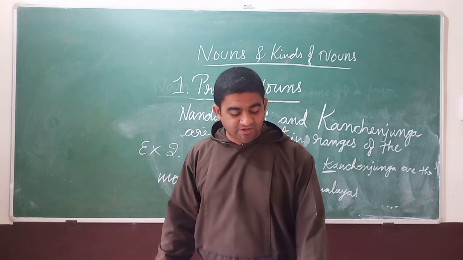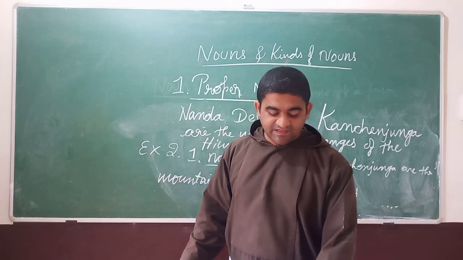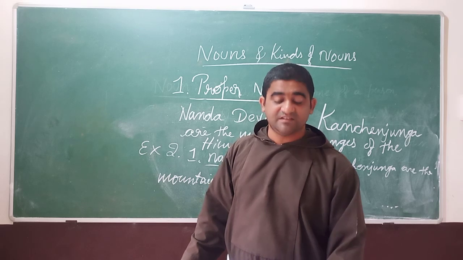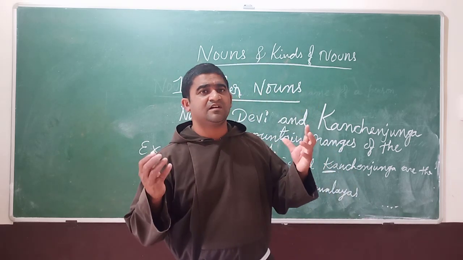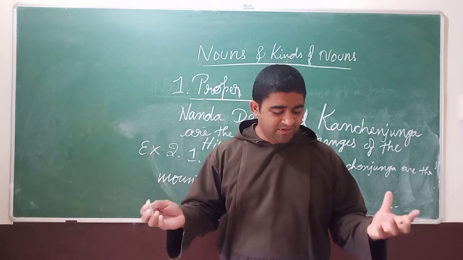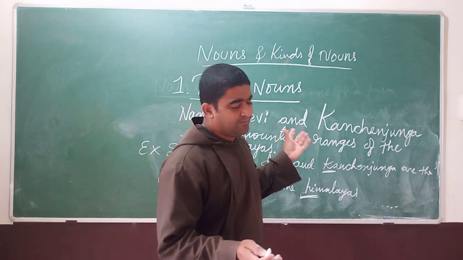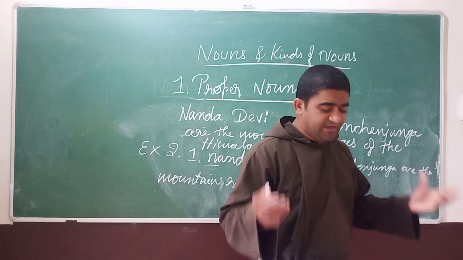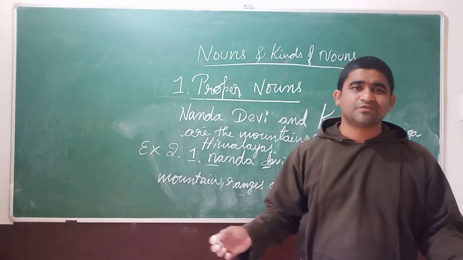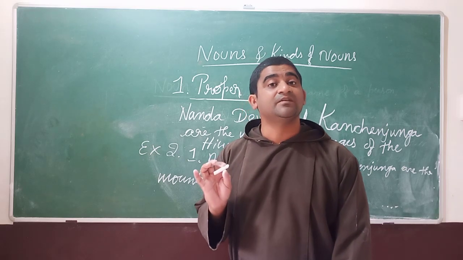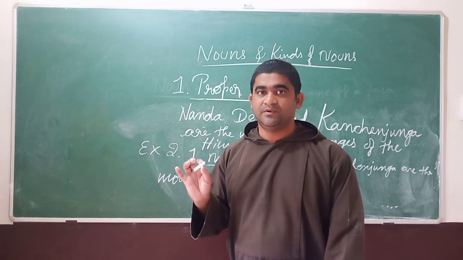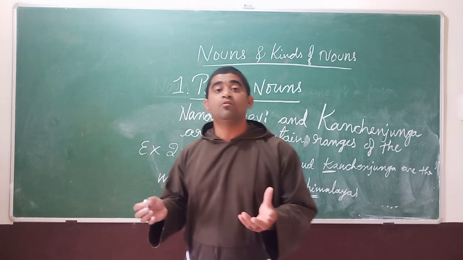And exercise 3, write the proper nouns. They can be names of your friends, brothers, sisters, or rivers. Already we have seen festivals or the days or the months or the streets or the cities. You can write 50 proper nouns. That is a homework for you.